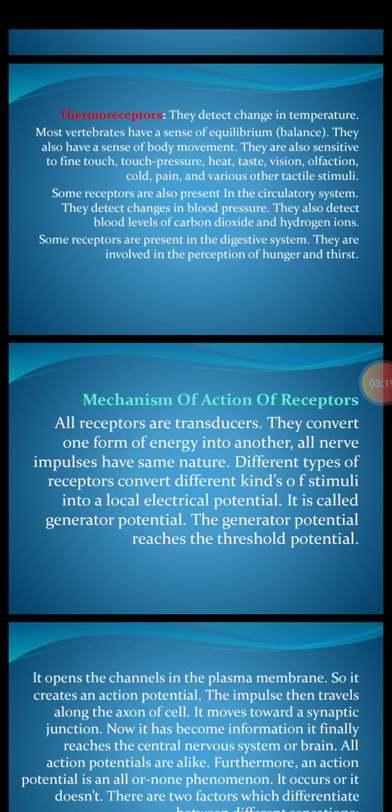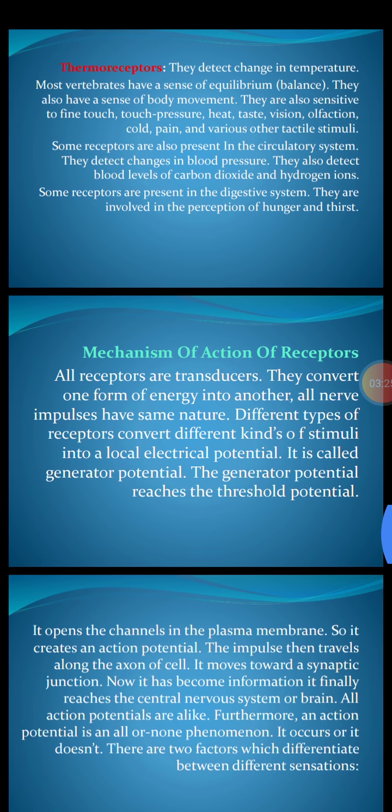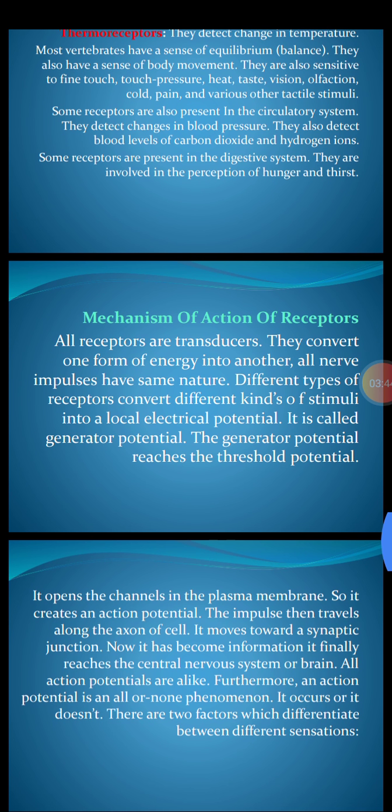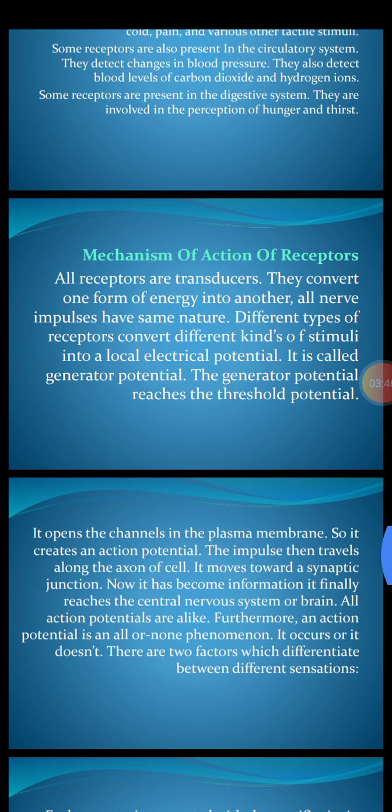Then it moves towards some contact points, the synaptic junction. Now it has become information. It finally reaches the central nervous system, CNS, and brain. All action potentials are alike, similar. Furthermore, an action potential is an all-or-none phenomenon, that is, it occurs or it doesn't occur. There are 2 factors which differentiate between different sensations.